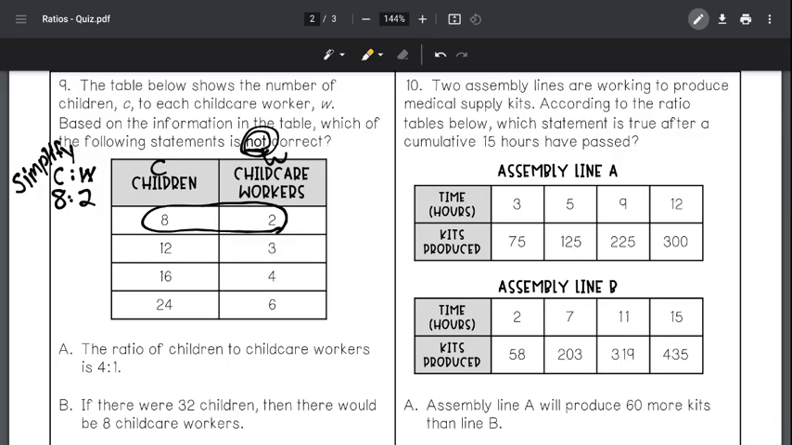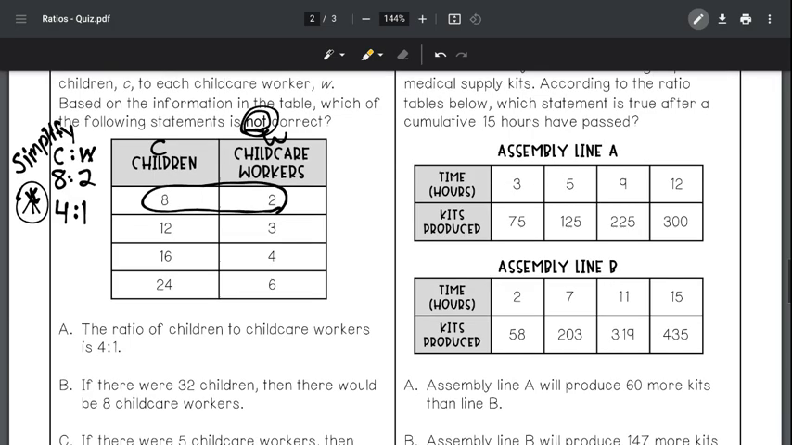Okay, we need to simplify those. So, since they're both even, we can split them both in half. Half of 8 is 4, and half of 2 is 1. Okay, so for every 1 worker, there are 4 children. All right, remember that. Important.